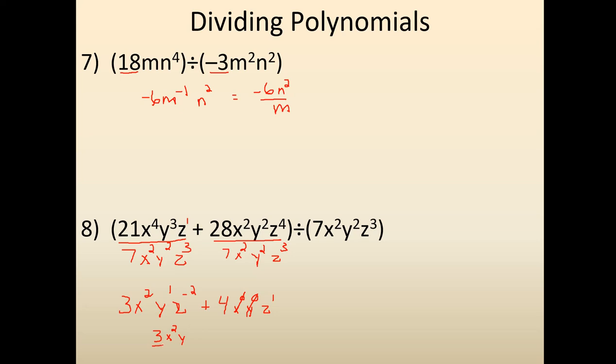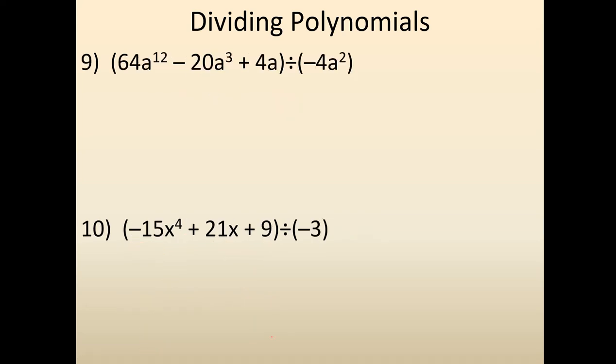So altogether, I'll end up having 3x squared y over z squared plus 4z. Alright, so this is what my final answer is going to look like. Alright, another question, pause the video, work on it yourself, and we'll go over it in a second.